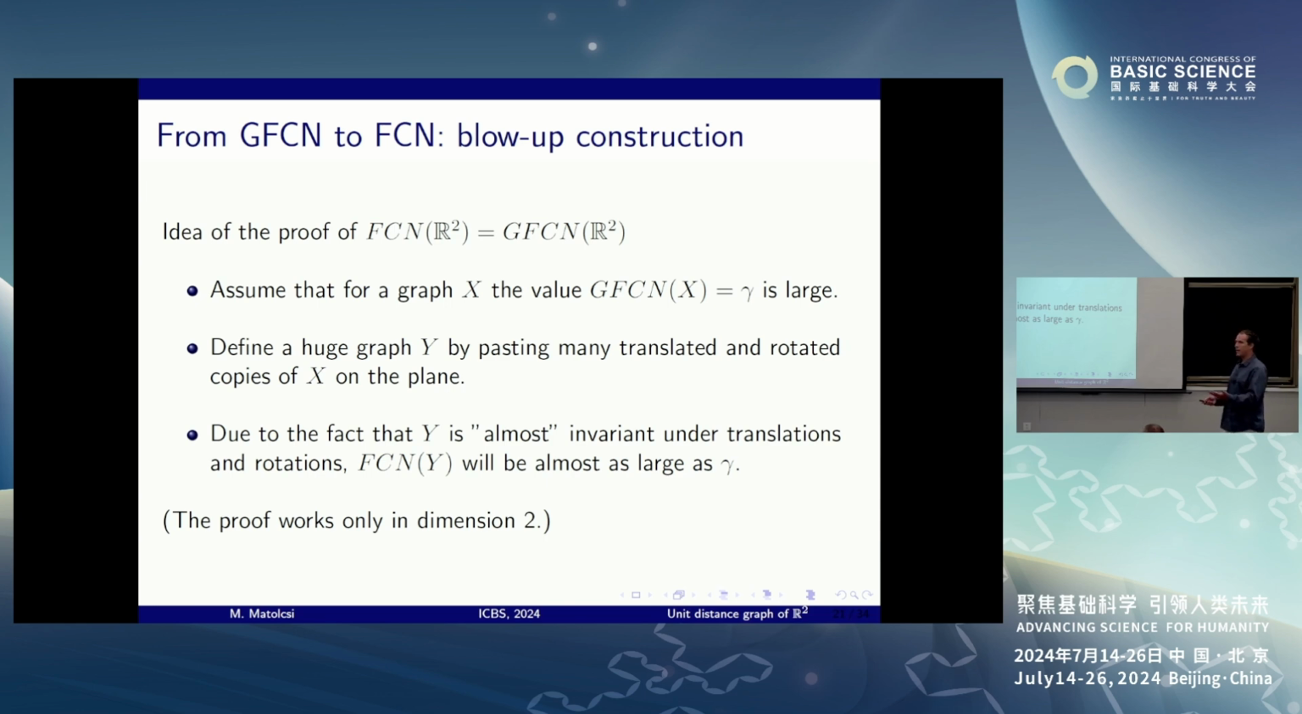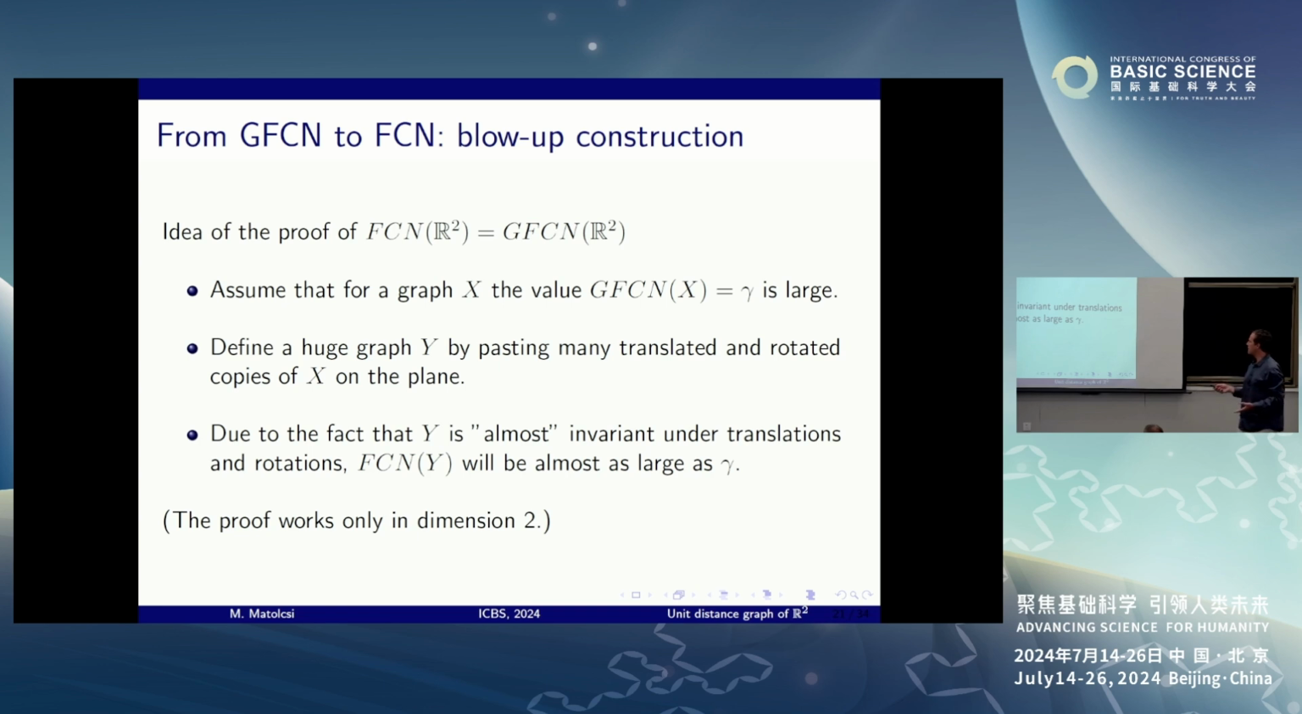It's pretty easy. What I'm going to do is, here is my small graph, which has geometric fractional chromatic number equal to 4. And then I'm going to take lots of rotated copies and lots of translated copies of it, billions of them. And I will have this huge graph, let's call it Y. So I'm pasting lots of translated and rotated copies of X. It will be a huge graph of billions and billions of vertices. And the point is that this Y is going to be almost invariant under translations and under rotations. Not quite invariant, because if you translate a little bit, then of course at the end things will fall off, but it will be almost invariant.